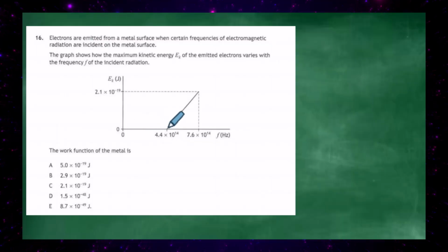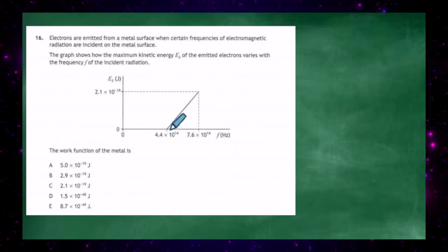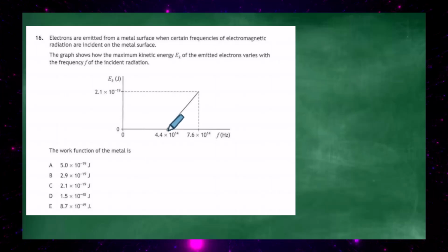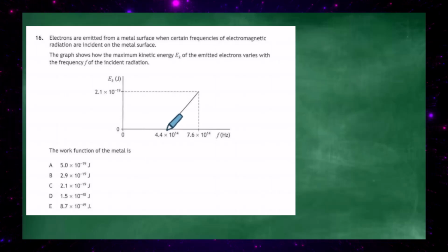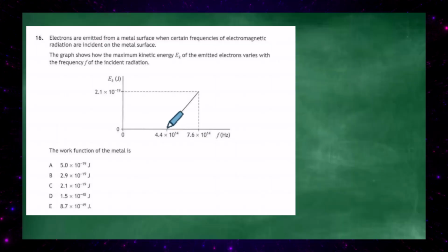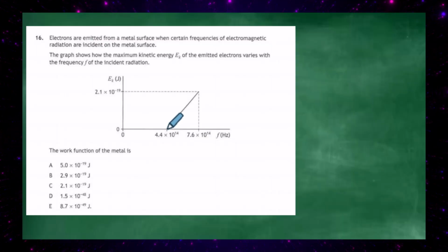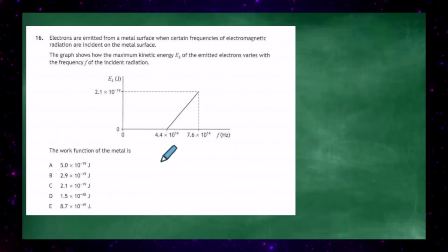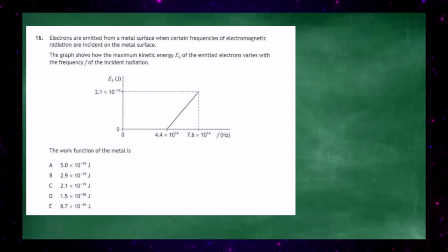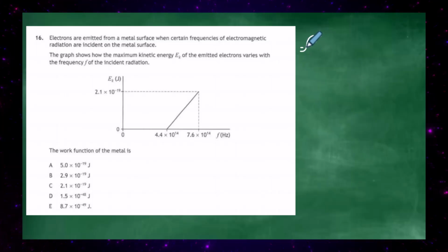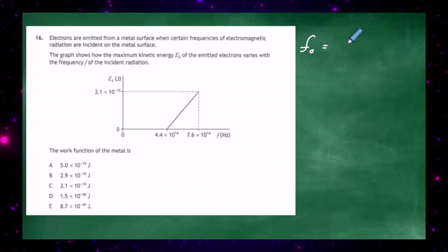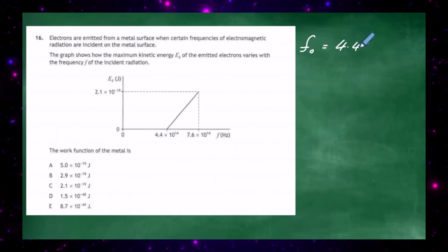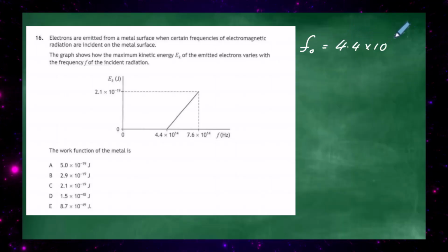It's this point here, where you have a shining frequency of 4.4 times 10 to the power 14 Hz. This is the threshold frequency, and that's the frequency of a photon which will emit a photoelectron but with no kinetic energy. So this is the metal's threshold frequency. If we put that down over here, we can say the threshold frequency, we'll call F0, is equal to 4.4 times 10 to the power 14 Hz.